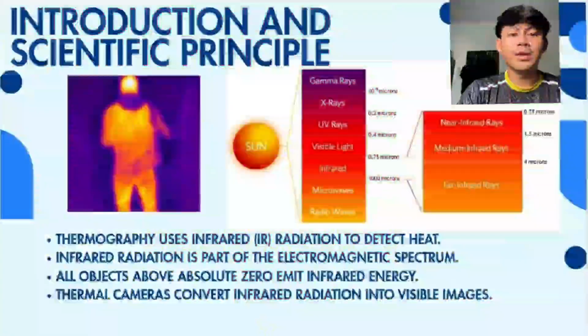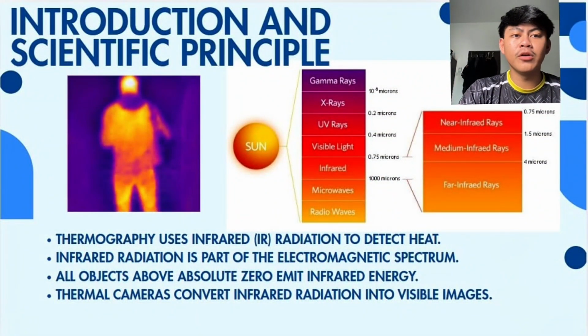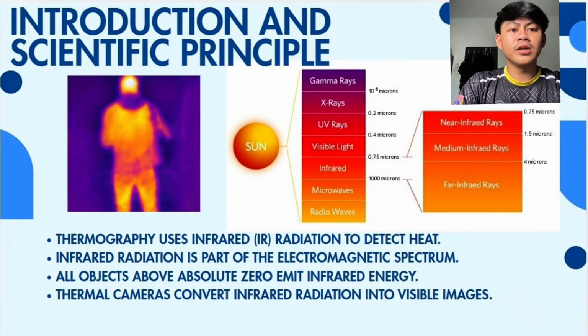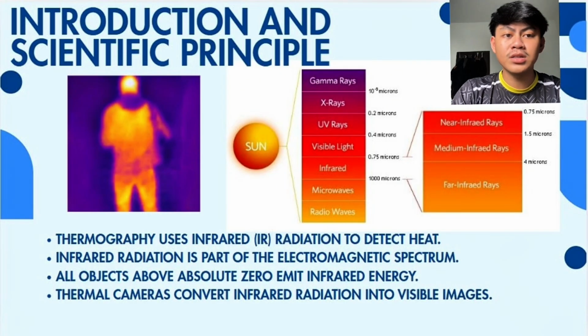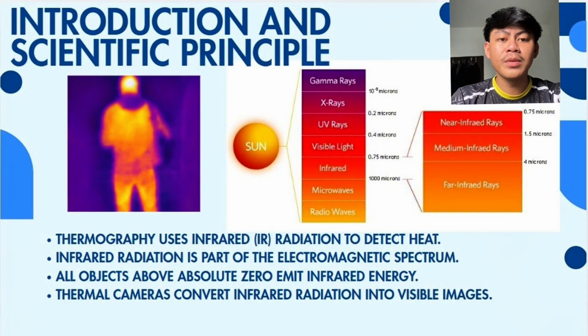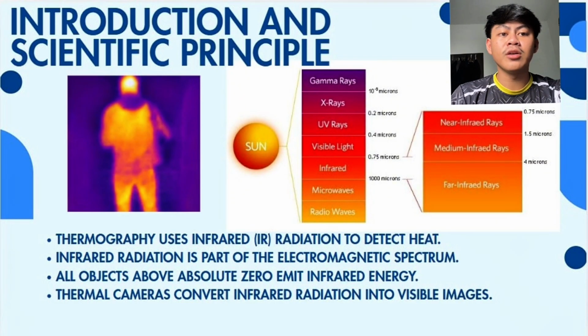Now, I will explain about the scientific principle of thermography and thermal imaging technology. Thermography is a technique that uses infrared radiation to detect heat emitted by objects. Infrared radiation is part of the electromagnetic spectrum and cannot be seen by the human eye. Since all objects above absolute zero emit infrared energy, thermal cameras can capture this energy and convert it into a visible image that shows temperature differences.